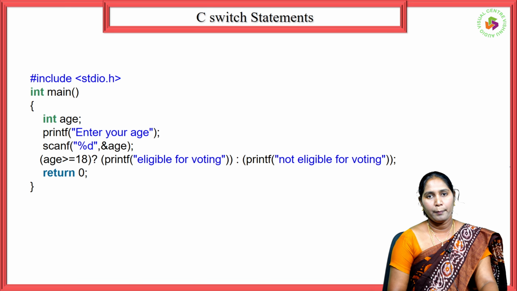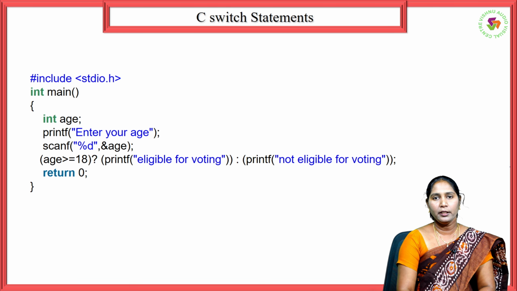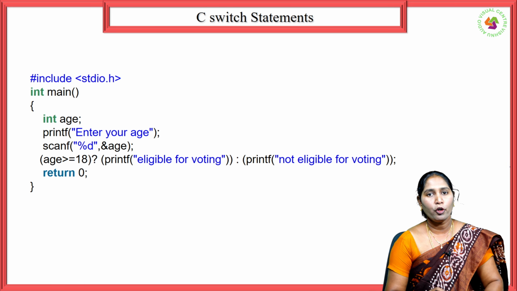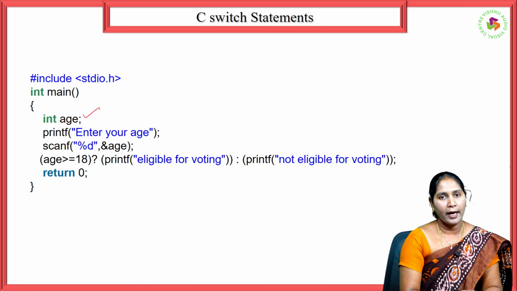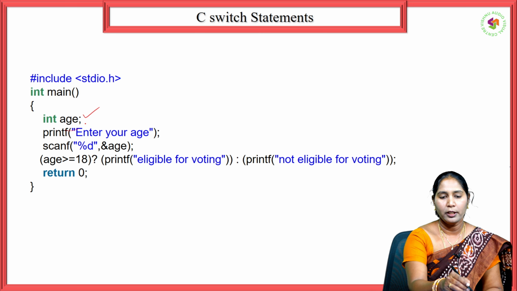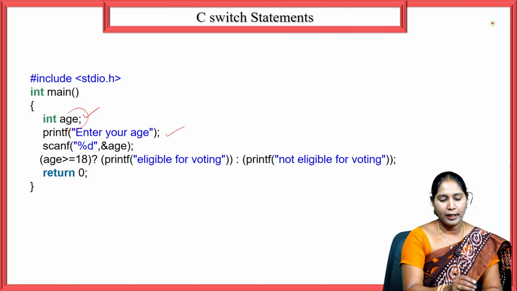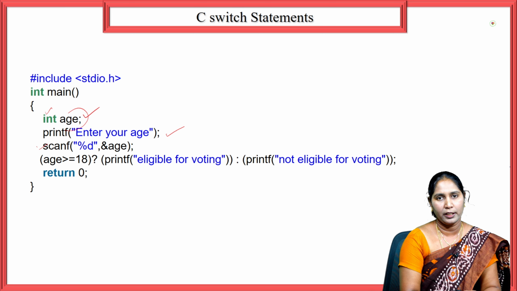So, this is the basic example program that we are going to use here for finding whether a particular person is eligible for voting or not. In order to do that, we have to declare one variable known as age and read the age using this variable. I am printing the statement "enter your age" and reading it by making use of scanf. I have used age as int type, so I am using the format specifier %d and reading the age.